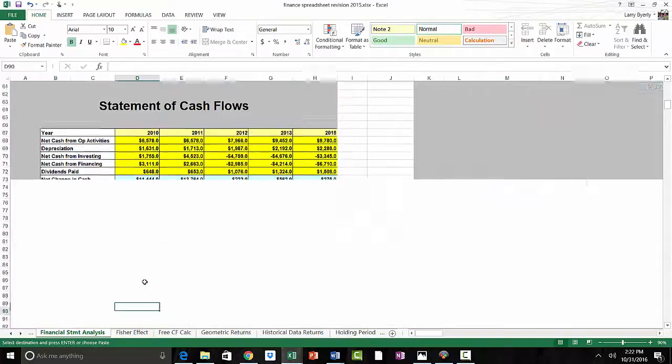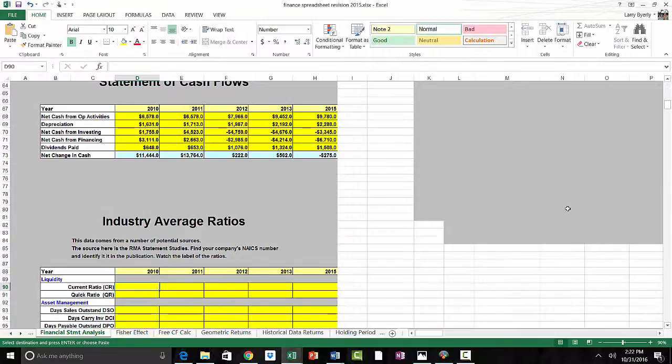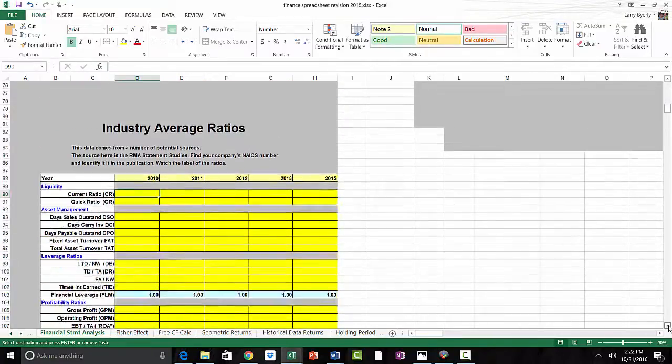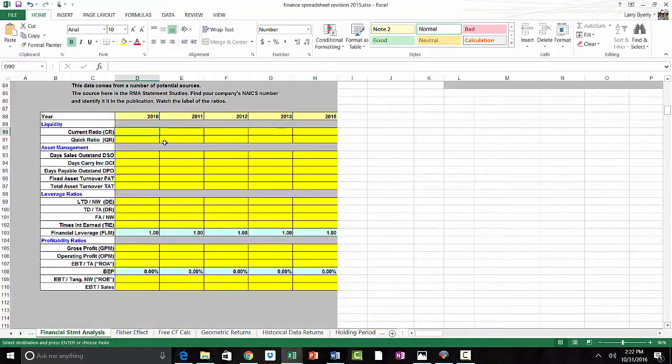The last thing, and there's a separate video on this, talks about industry average ratios. There's a separate video on where to get this, how to analyze it, and how to input it. It's in the section about problem videos, or the videos for the pre-assignment. So I'll input that. It'll be good and ready to go.